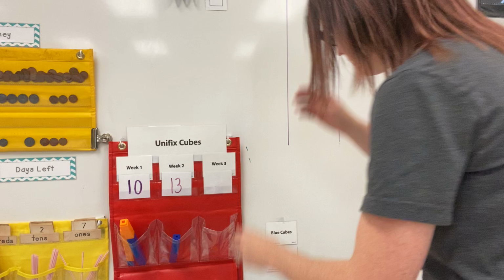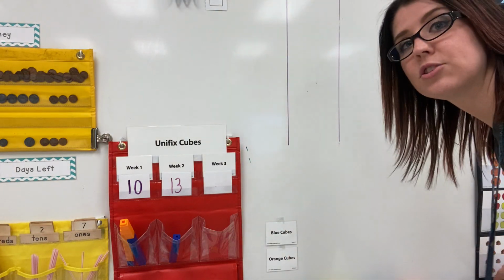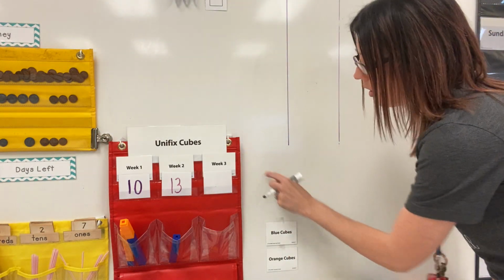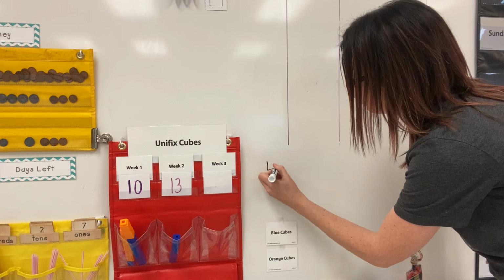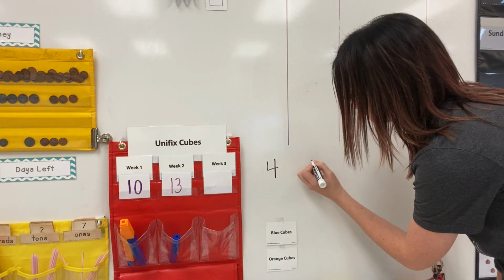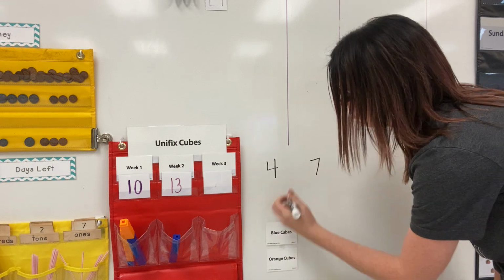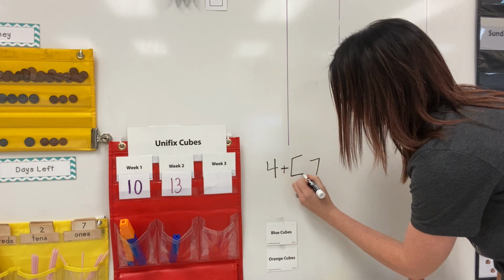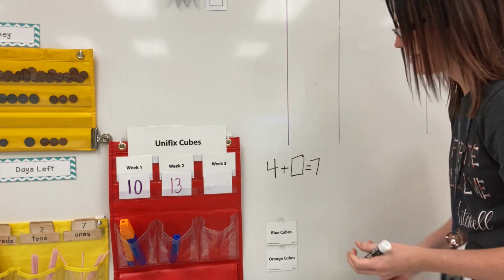For my first graders, let's turn this into an equation. I want to show you this. The orange had 4. And then there were 7 in the blue. So something went with 4 to make 7.